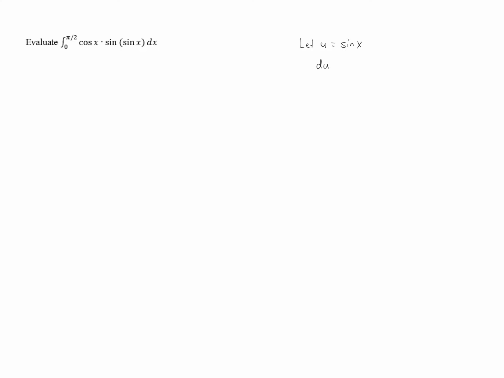That means du is cosine of x dx. And luckily for us, we do have a cosine of x dx there. So we can replace all of that with du. And so this is going to end up being the integral of sine of u du. Sine of u, because we're plugging in u for sine of x. And then cosine x dx gets replaced with du.